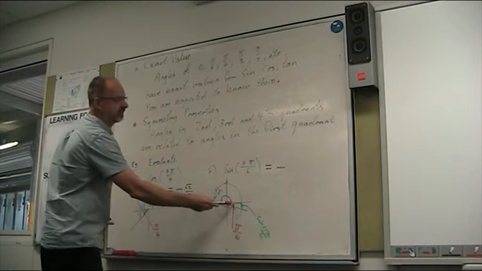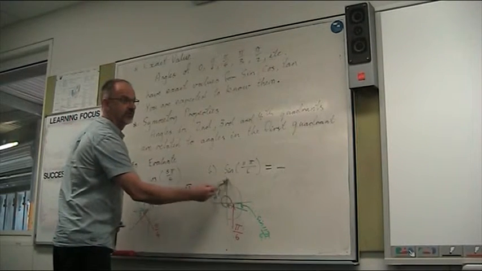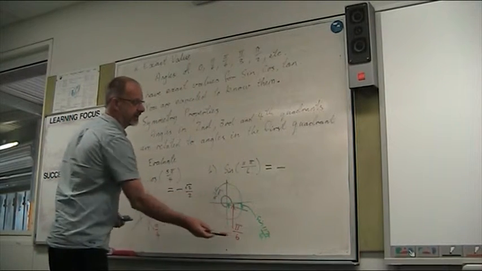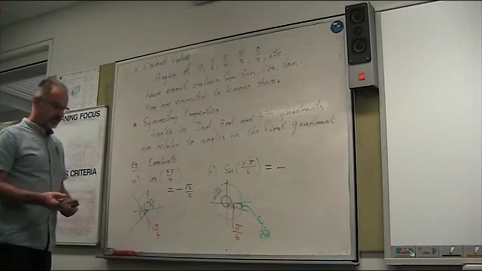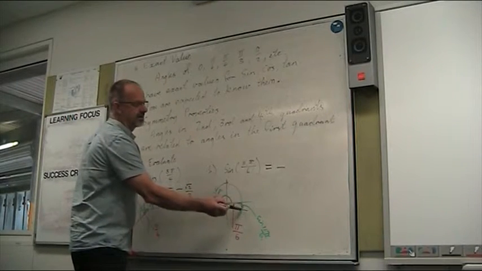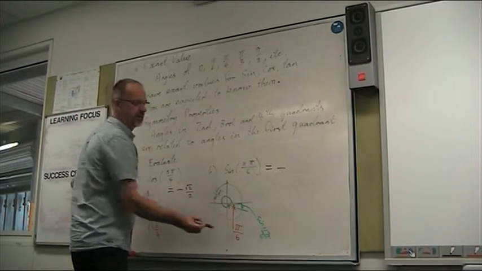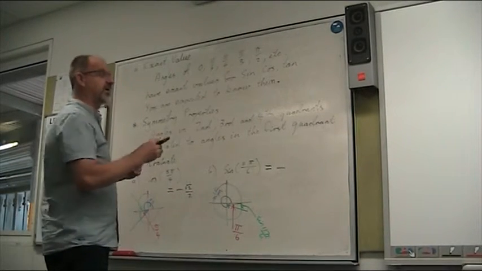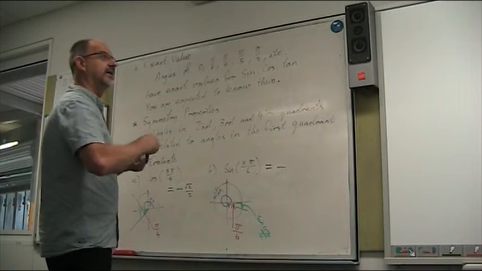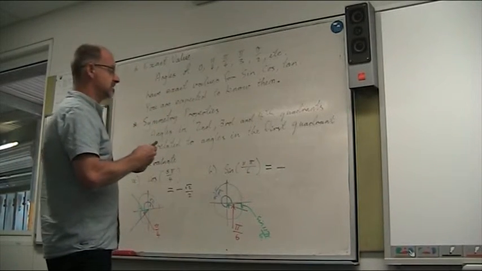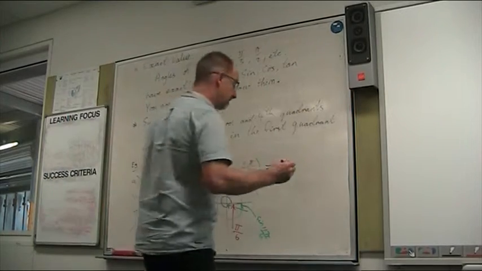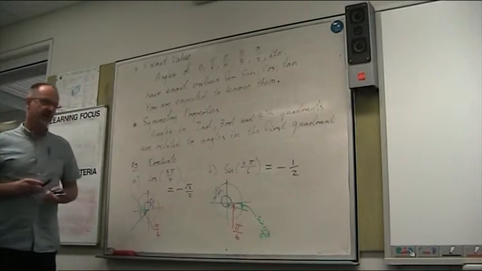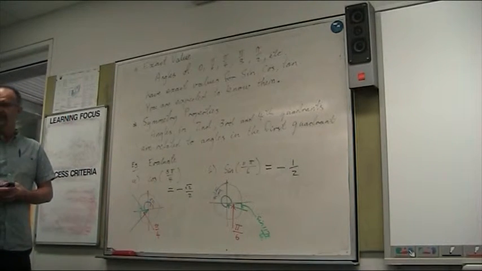Okay, so if it's 11 pi on 6 around to there, full circle is 12 pi on 6. So this angle in there is pi on 6. So the size, or the length of this side here, relates to pi on 6. And the sine of pi on 6 is half, is it? So the sine of 11 pi on 6 is negative 1/2.